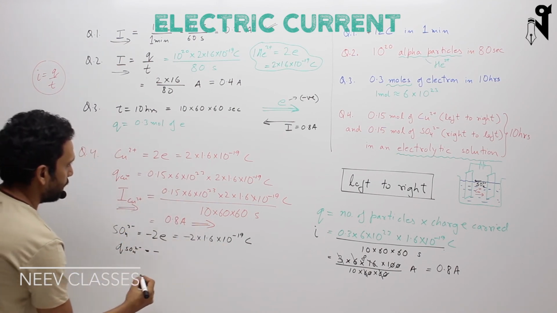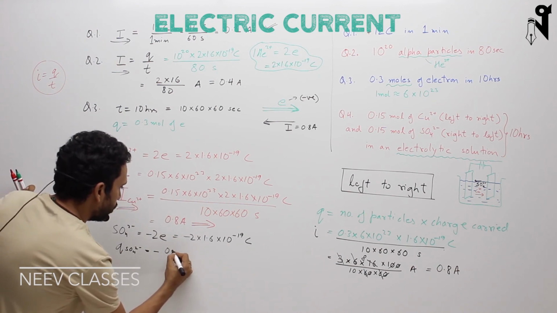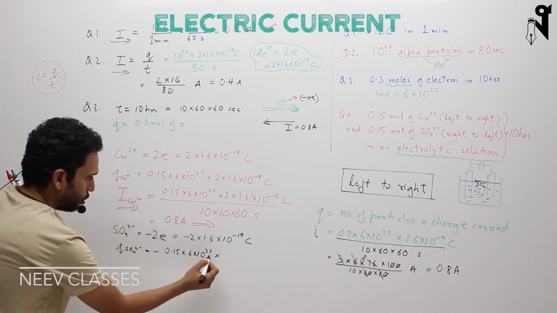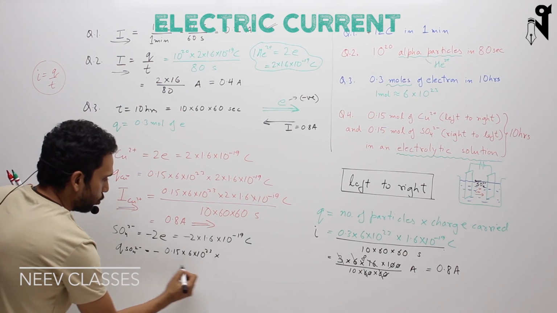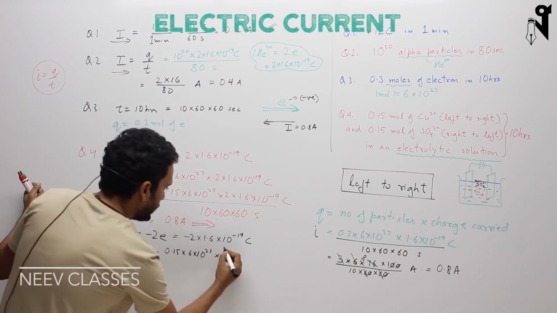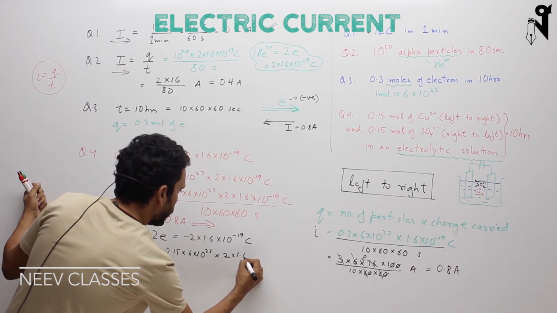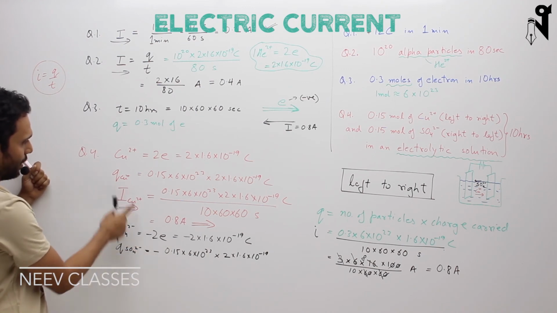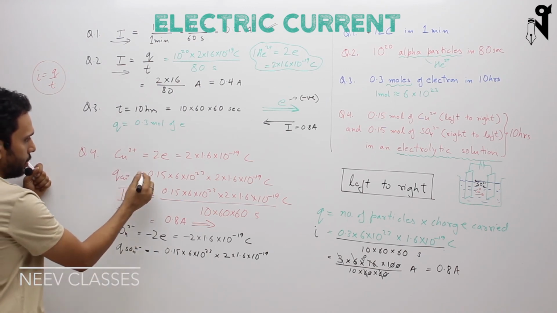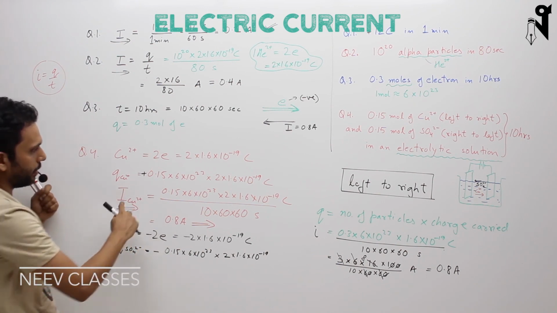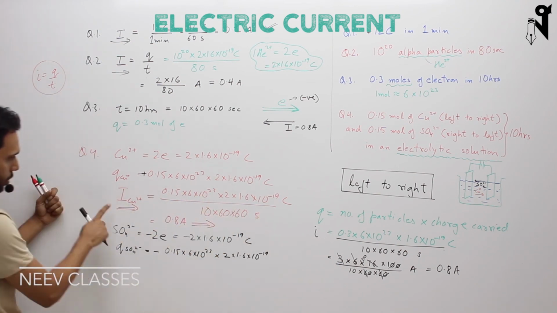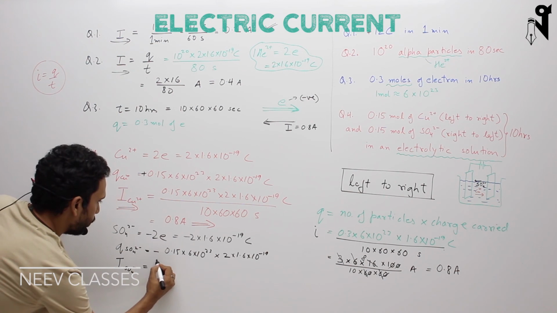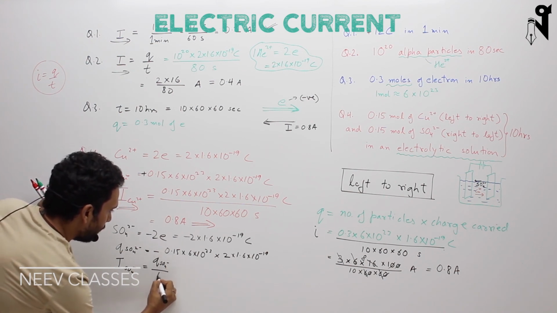Since it is negative and 0.15 mole, 0.15 into 6 into 10 power 23 are the number of sulfate ions, into the charge of each sulfate, which is 2 into 1.6 into 10 power minus 19. The minus I put over here. So you can see that this calculation is the same as that calculation. Instead of a plus, I got a minus this time, and it is going past in the same time, which is 10 hours. So the current due to sulfate would be charge due to sulfate divided by time.